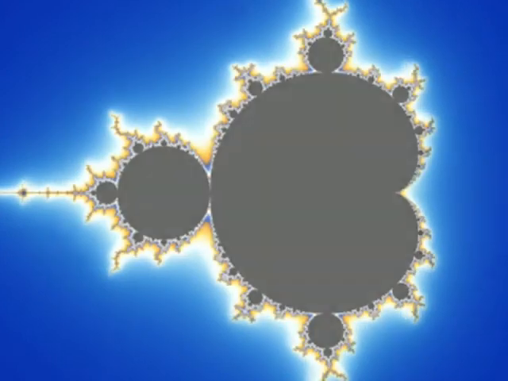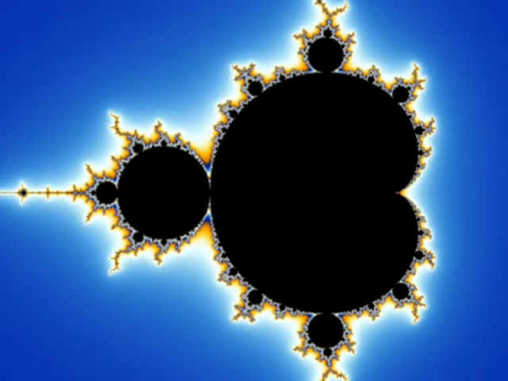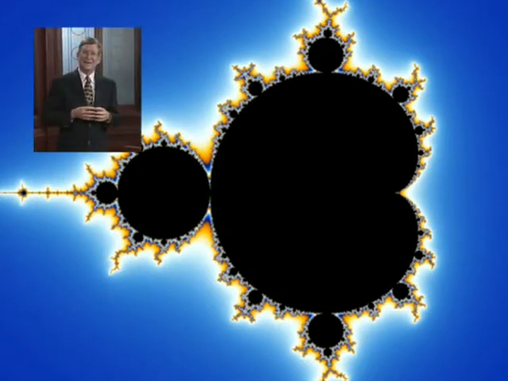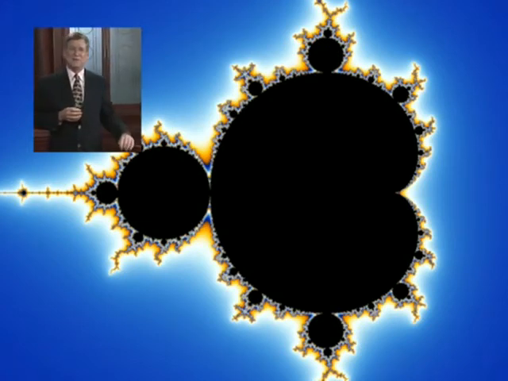And so we have a picture now of the numbers in the Mandelbrot set. That'll be the black part of the picture, and then the blue part of the picture will be the numbers that aren't in the Mandelbrot set. And here's the picture of the Mandelbrot set. Isn't that impressive? Wow. To me, that's one of the most beautiful pictures in mathematics.